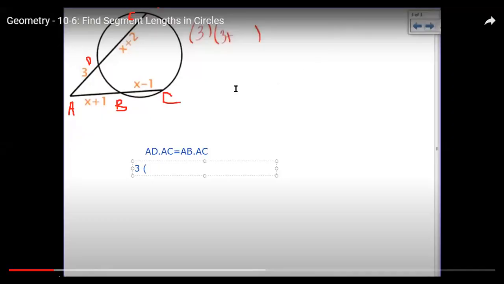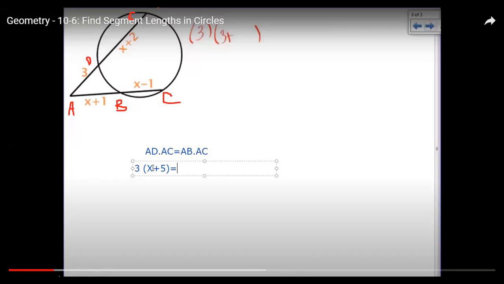Then we have how many cases, grade 9? X plus 2 plus 3. Yes, because we are looking for AC. So AC is 3 plus X plus 2, which means it will be X plus 5. Then AD times AC will be 3 times X plus 5.